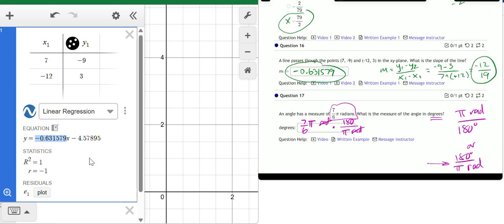So now these cancel. The pi cancels. 6 goes into 180 30 times. 30 times 7 is 210. And that is your answer. Remember, you can leave your answer as a calculation in Desmos anyway. And so that just shows the steps.